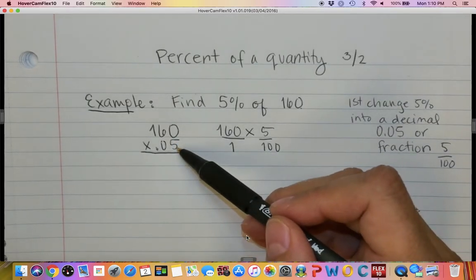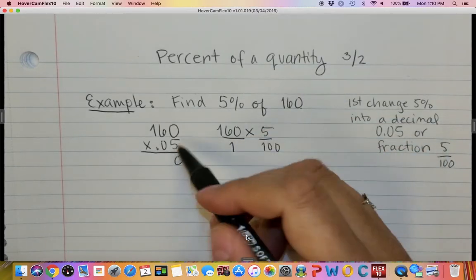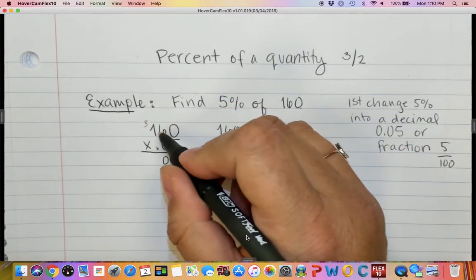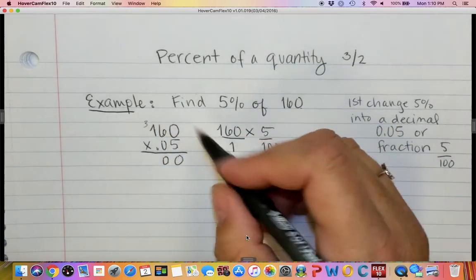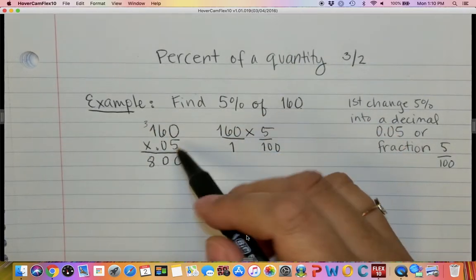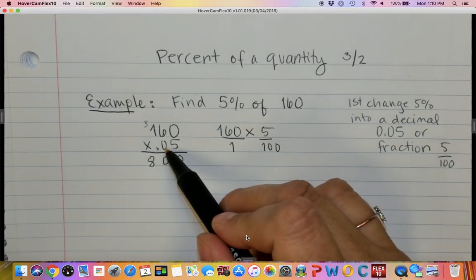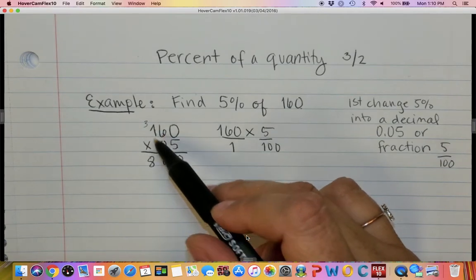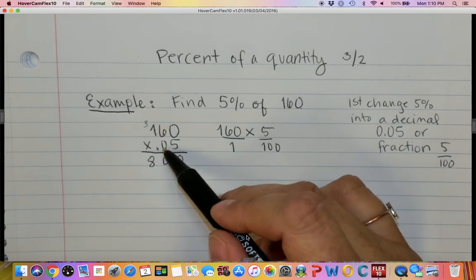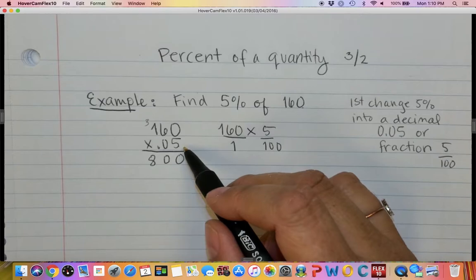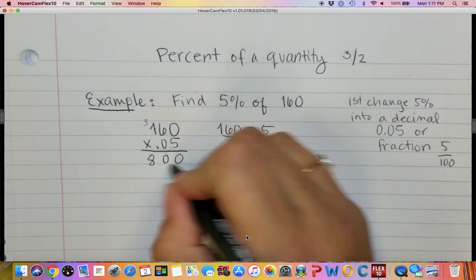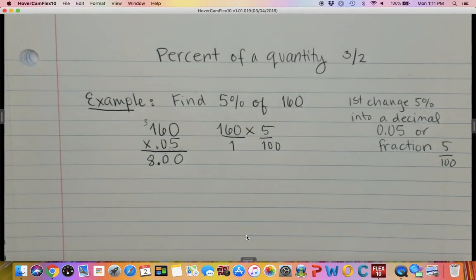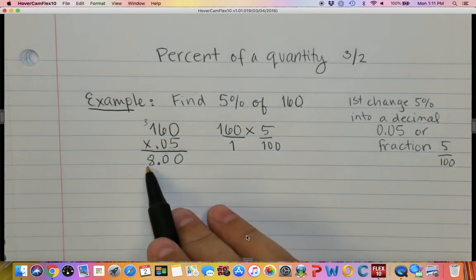So let's start here. 5 times 0, 0. 5 times 6, 30. 5 times 1, 5, plus 3 is 8. And then I don't have to go any further because this next 0, everything's going to be zeros. 0 times 0, 0 times 6, 0 times 1. Now I just need to go in 2 places with my decimal. 1, 2. So 5% of 160 is 8.